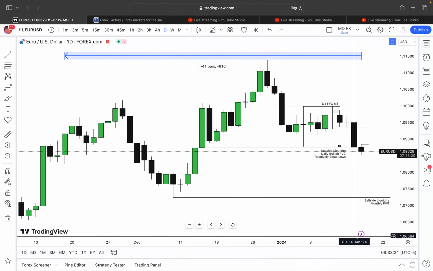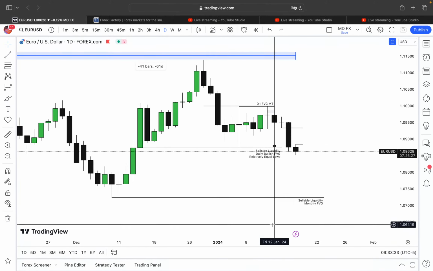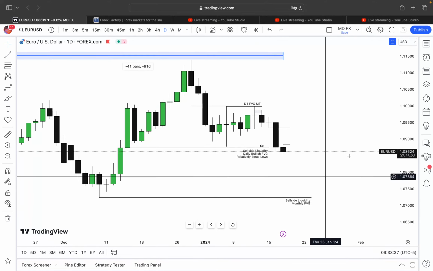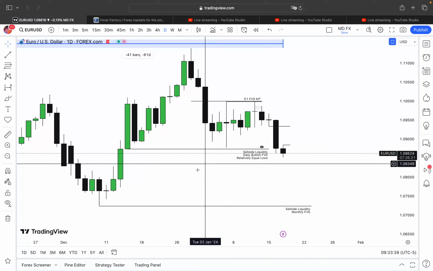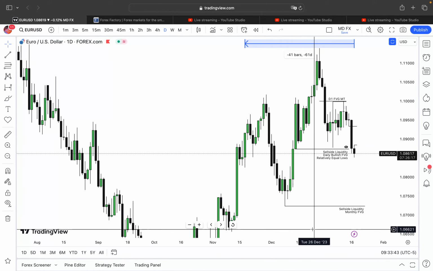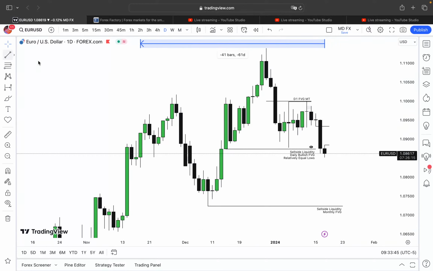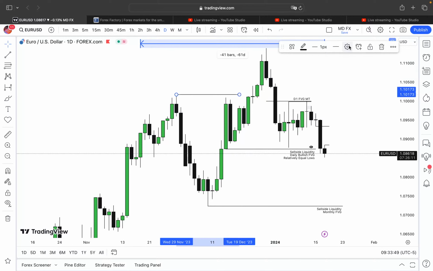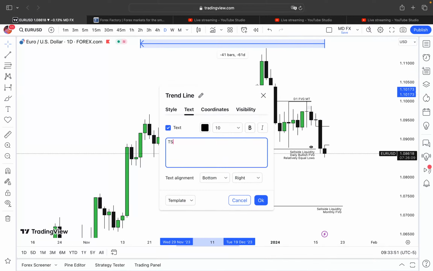So on dollar we have the monthly fair value gap as the drawn liquidity, and also on euro we have the monthly fair value gap as the drawn liquidity. Now the chronicles of entering something like this: first you have turtle soup, so you have TS.